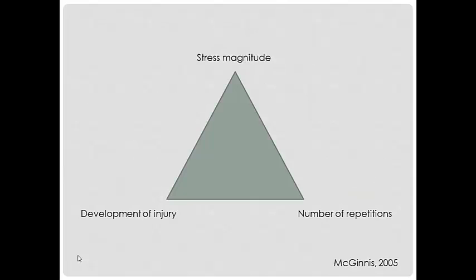As mentioned by our textbook, there is a relationship among stress magnitude, number of repetitions, and development of injury. These three factors must be considered when an exercise is included in the exercise routine. Mechanical stress is related to the forces that act on the body. These forces are responsible for performance and injury, depending on how these forces are used.